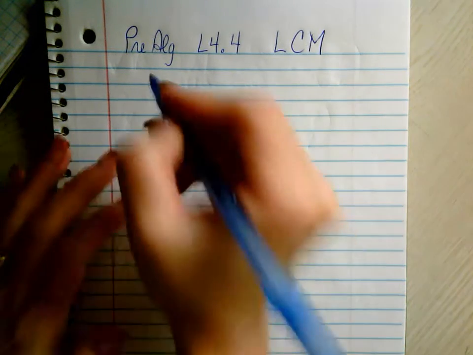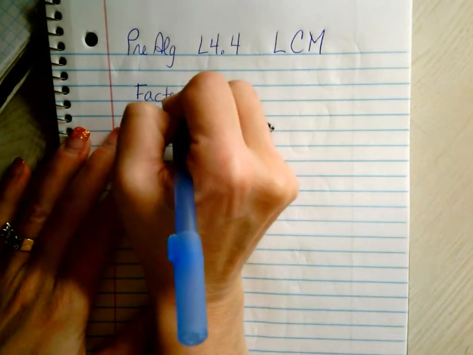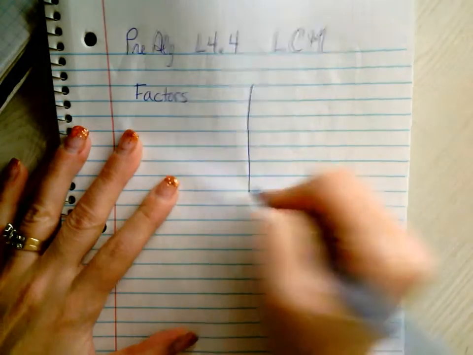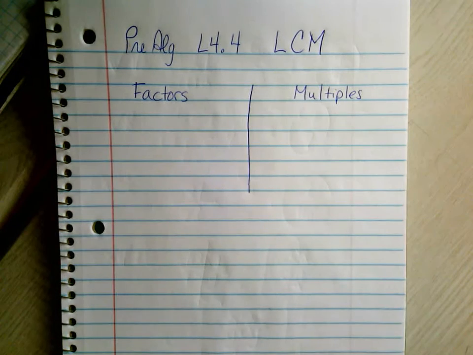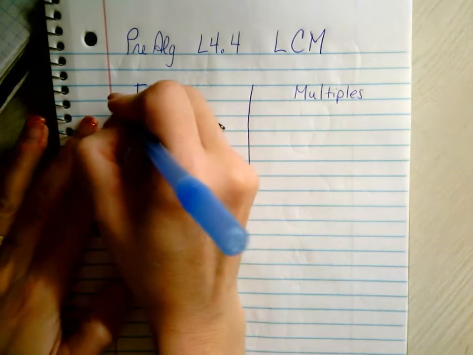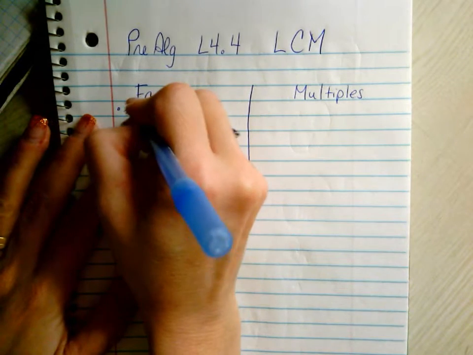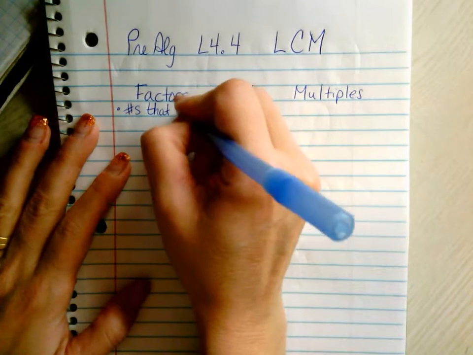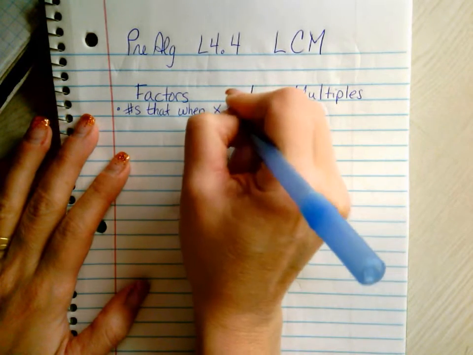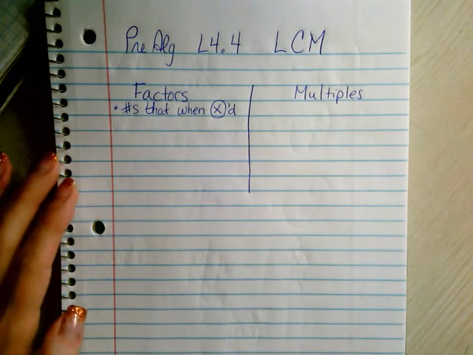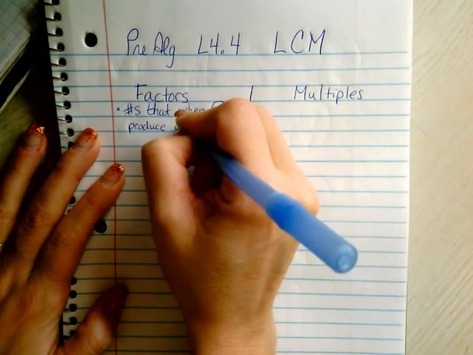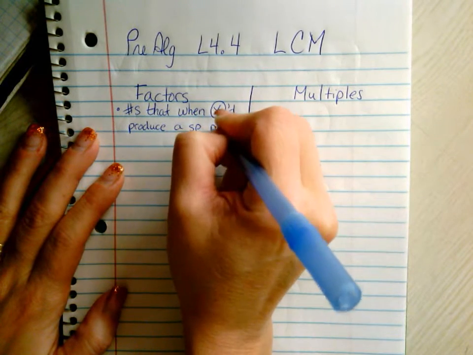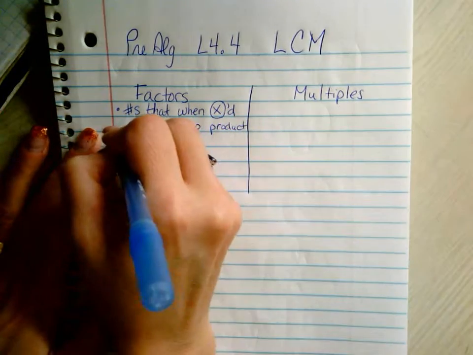Least common multiple is the thing that is most frequently confused with factors. So I'm going to do my best to try and compare so that you know the difference. Factors. These are numbers that, when multiplied, produce a specific product.